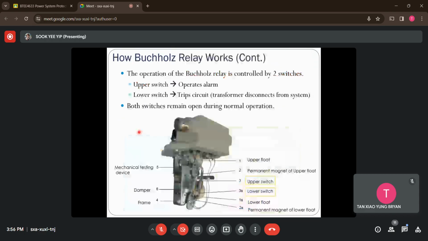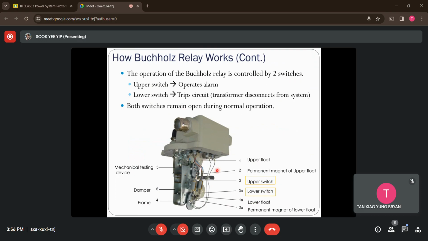So probably it will actually be controlled by using two switches for the operations of the Buchholz relay. Okay, so now the upper switch and the lower switch. Where is this located? If you refer to this diagram, 3 and 3A would be the upper switch and lower switch. The upper switch will connect with the upper float, and the lower switch will connect with the lower float.